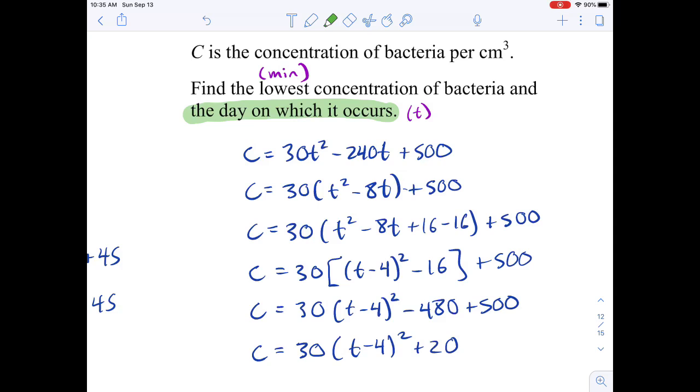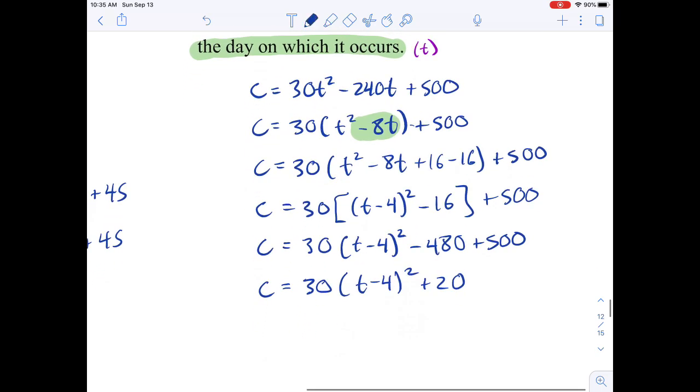Once again, the common factoring step created this minus 8t inside of the bracket. When I cut that number in half and then square it, we get 16. So I added 16 and subtracted 16. These first three terms from that bracket then factor into (t minus 4) squared. And we move the 16 out and multiply it by 30, and it became negative 480. Combine those last couple terms, and we end up with this final vertex form. The vertex, then, is (4, 20).